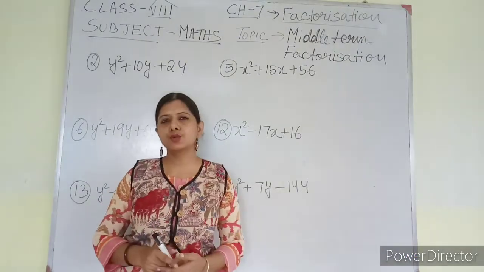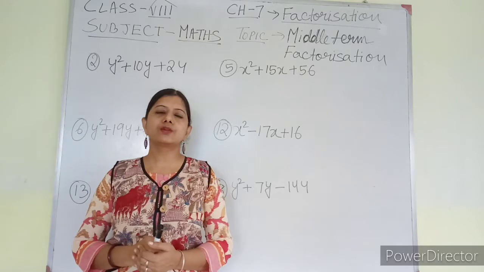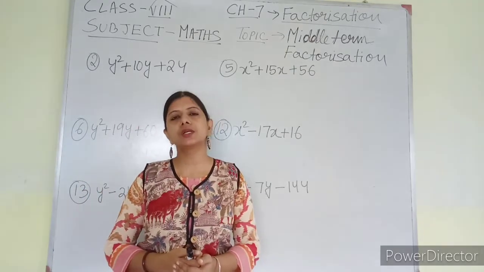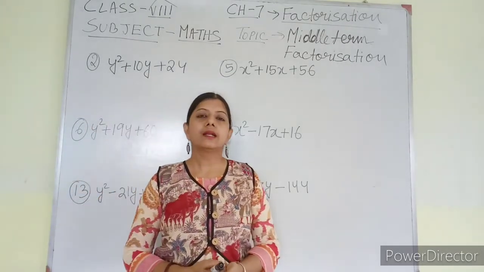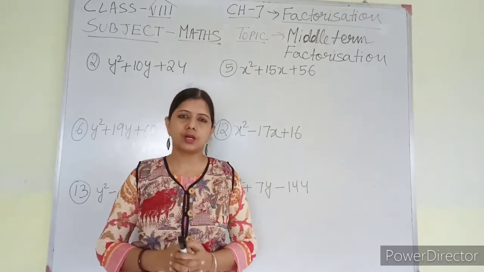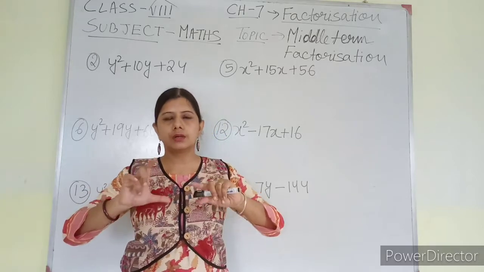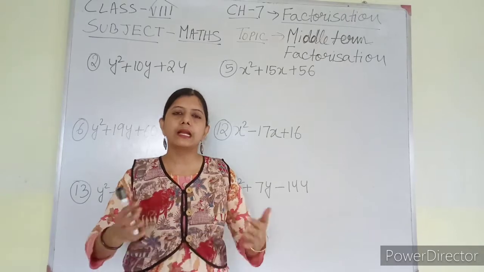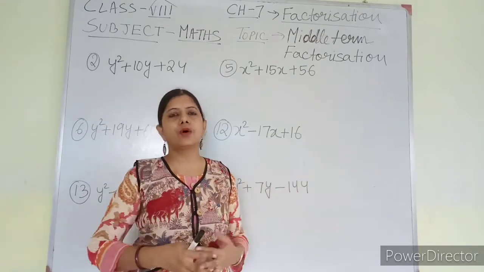Hello class 8. So your factorization chapter is going on. In my previous video I told you how to write an algebraic expression in the form of a perfect square, which you have learned already. Now today you are going to learn about middle term factorization: how to divide the middle term into two numbers, then factorize, take a common factor, and ultimately the algebraic expression is written in the form of factors.